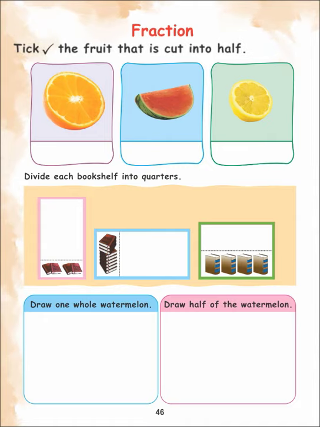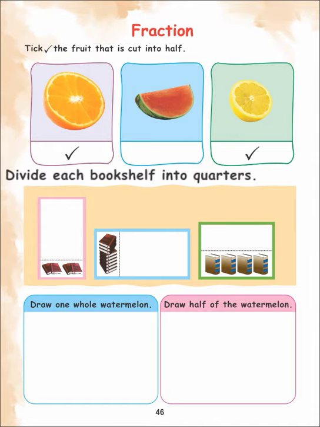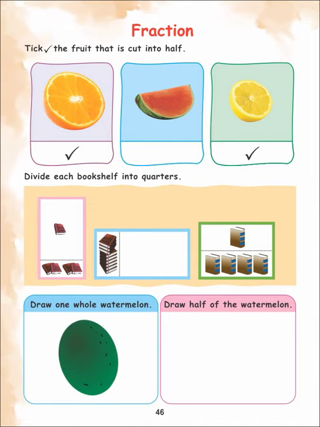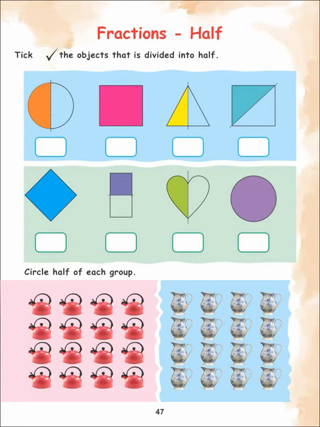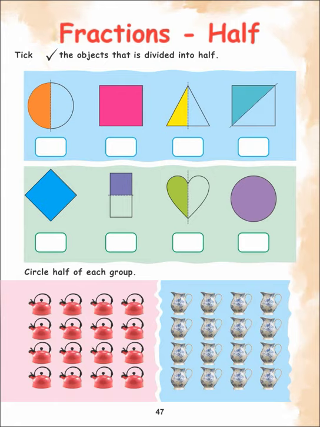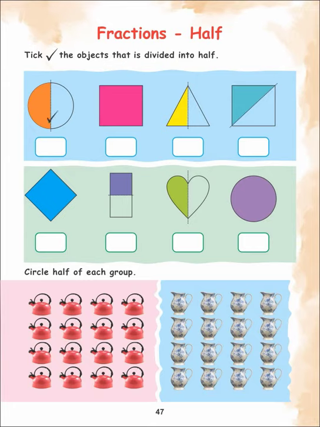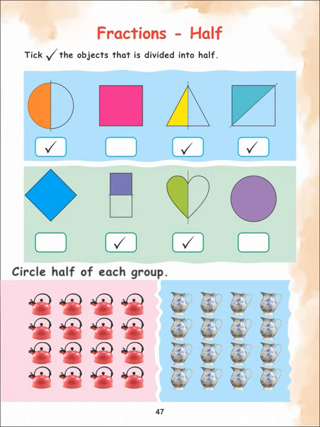Fraction. Tick the fruit that is cut into half. Divide each bookshelf into quarters. Draw one whole watermelon. Draw half of the watermelon. Fractions. Half. Tick the objects that are divided into half. Circle half of each group.